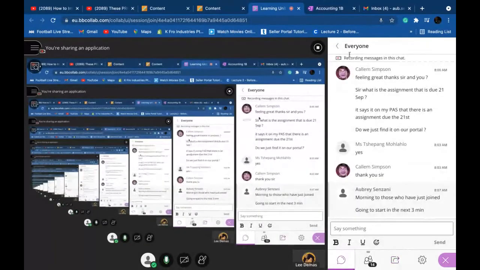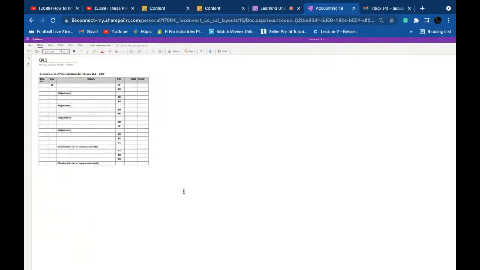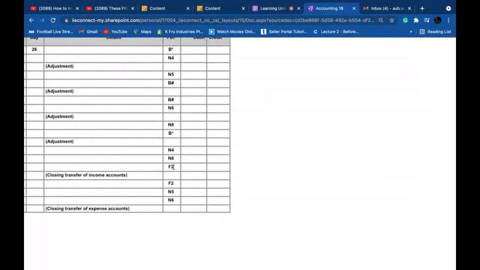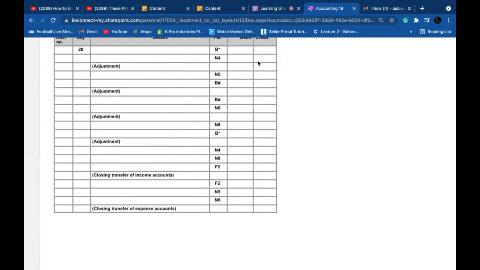I trust we are all at question 4.1. All right, so let's get into this. Let's get into this. Okay, so let's look at the required. What are they asking from us there?